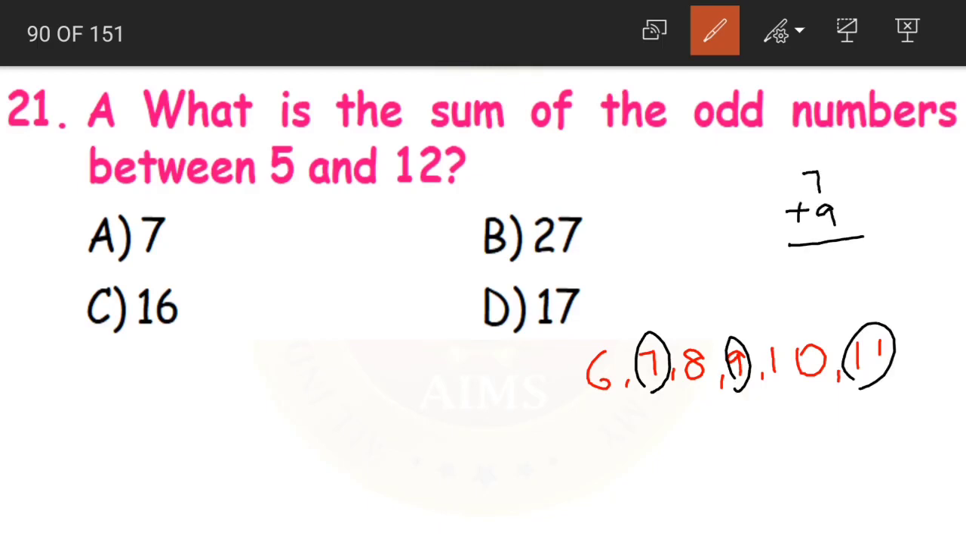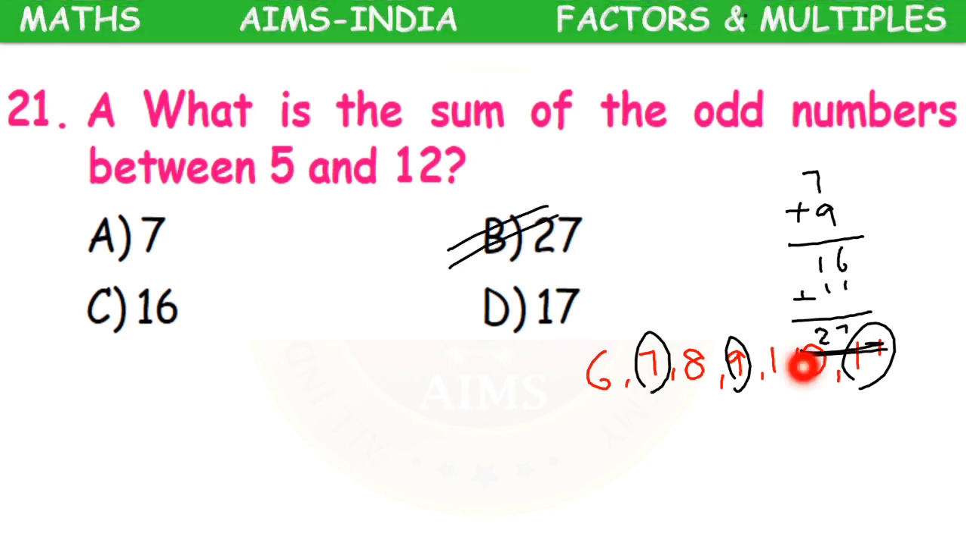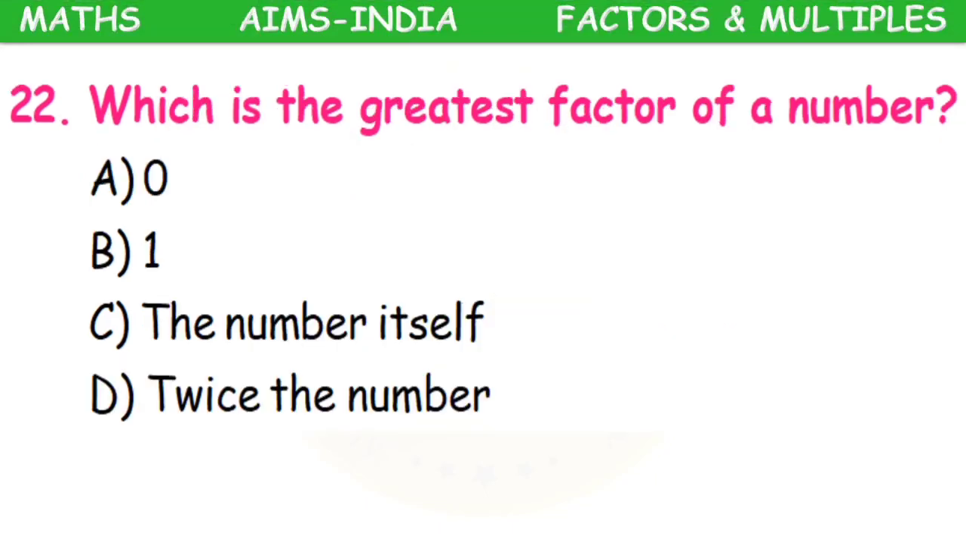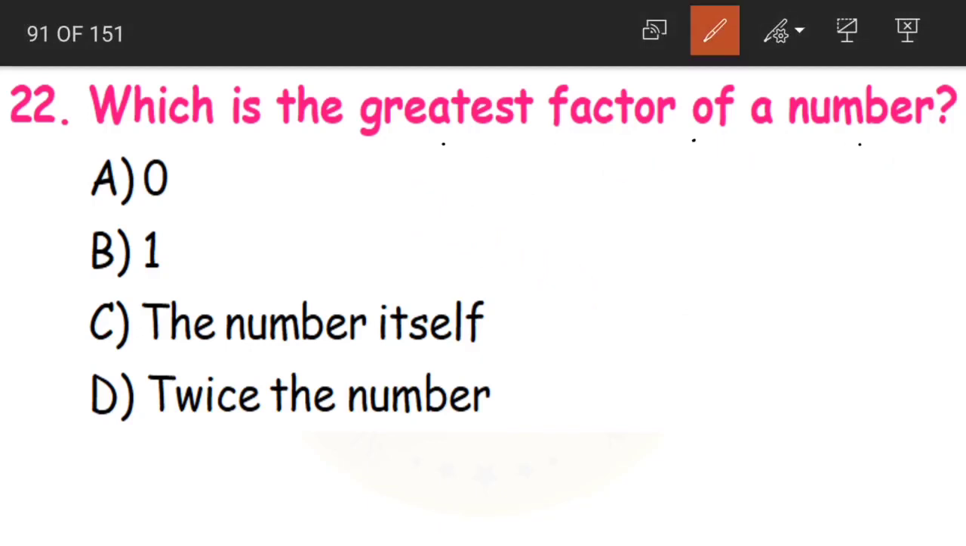7 plus 9 becomes 16. 16 plus 11 becomes 27. So 27 is the sum of odd numbers between 5 and 12. Yes? Next, which is the greatest factor of a number?